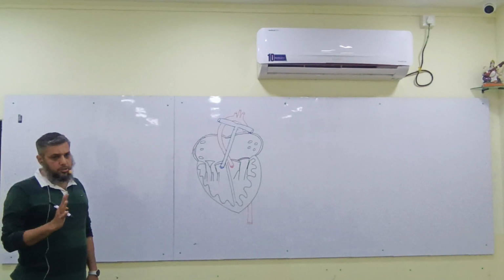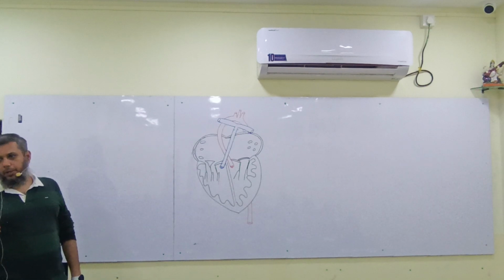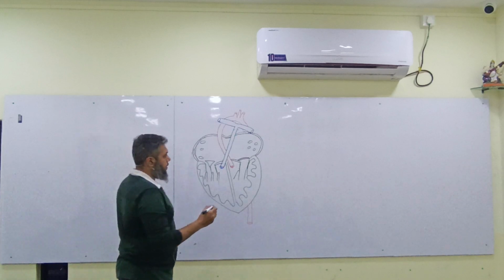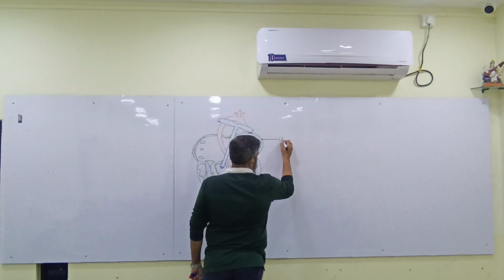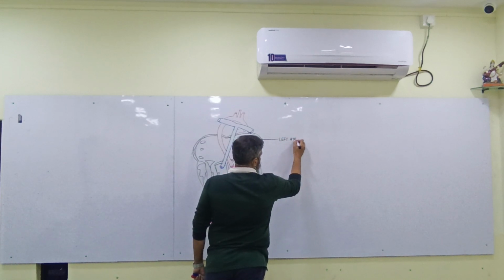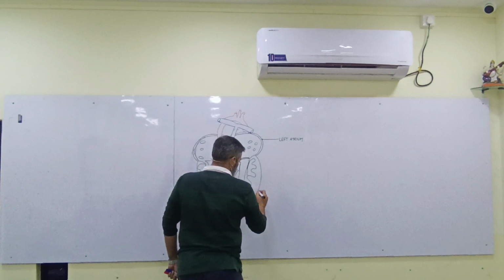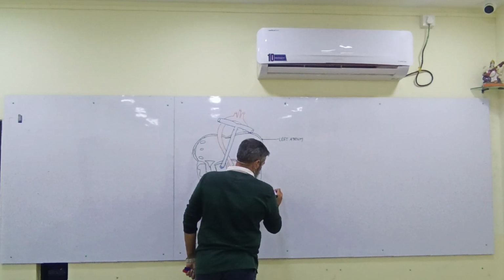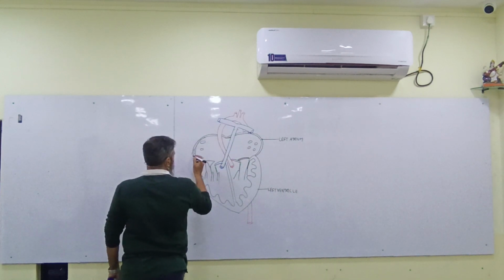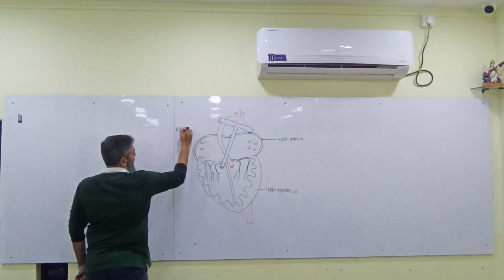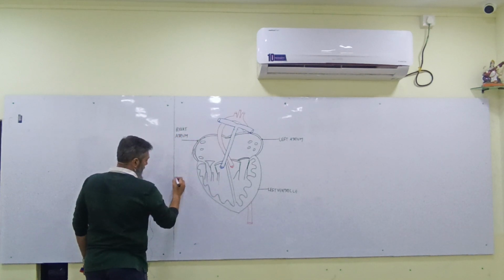What are the four chambers we have mentioned? Left atrium, left ventricle, right atrium, right ventricle. Let's name them first. This is the left atrium. This will be the left ventricle. This here will be the right atrium. Then the right ventricle.